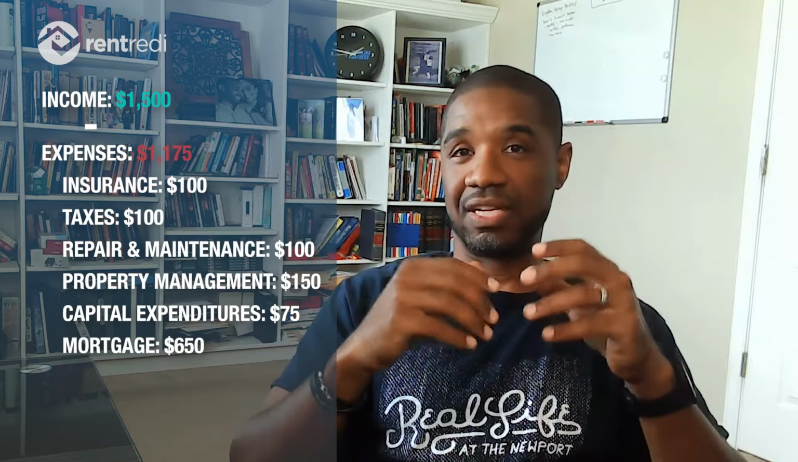So in our example, we had income of $1,500 after our vacancies. And then on the expense side, we had $100 for insurance. We had taxes at $100 as well. Repair and maintenance was at $100. Our property management costs were $150. Our CapEx, we were saving $75 a month. And then our mortgage was costing us a total of $650 to pay our principal and our interest. All of that together equals $1,175.